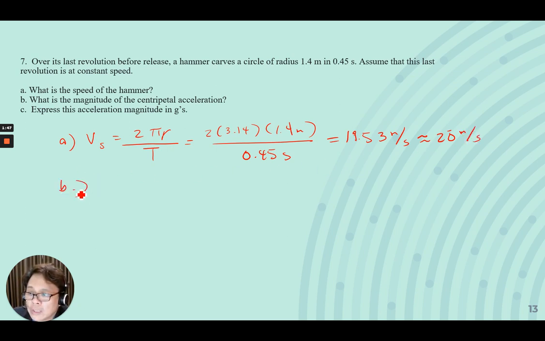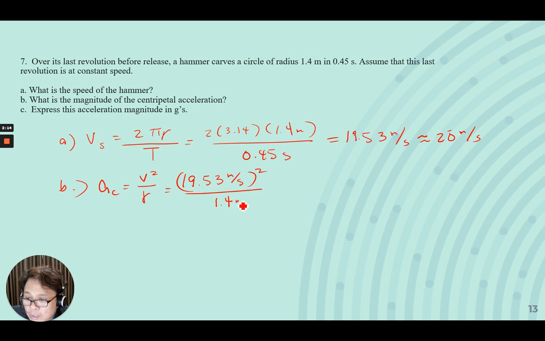Letter B, what is the magnitude of the centripetal acceleration? So we are looking for A sub C. We know that the equation A sub C is V squared over R. Okay, so we have already computed for V. Okay, so 19.53 meters per second. Then we square this divided by the radius. The radius is 1.4 meters.